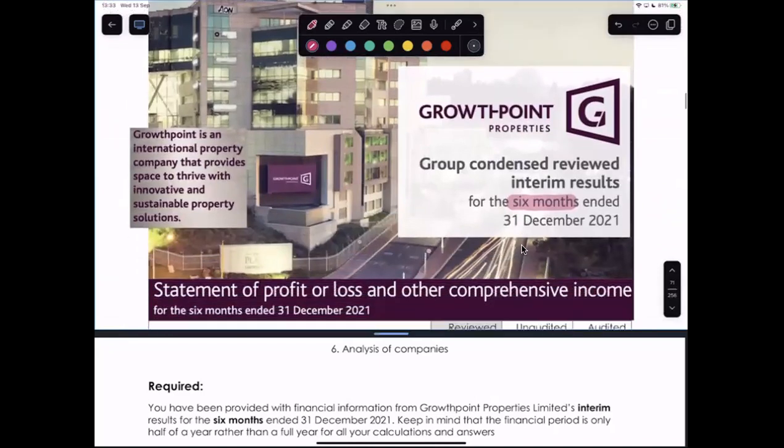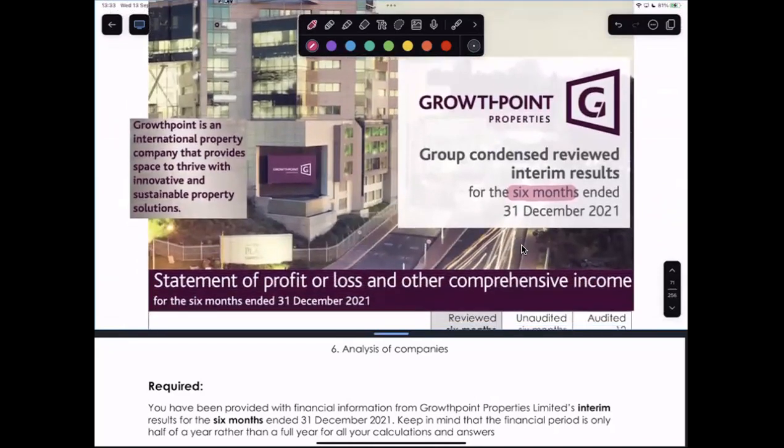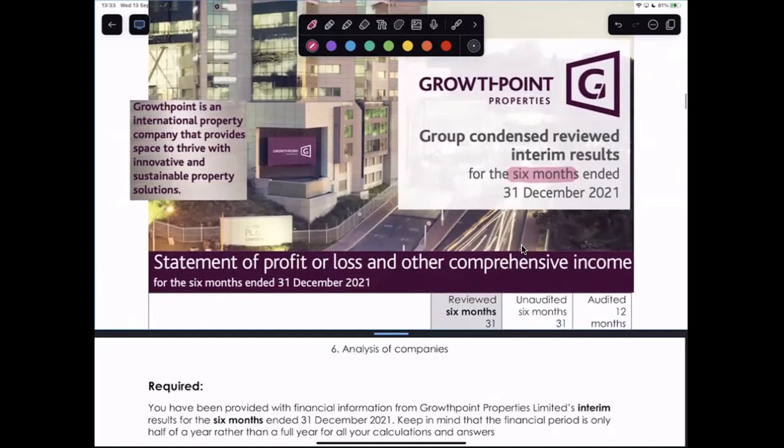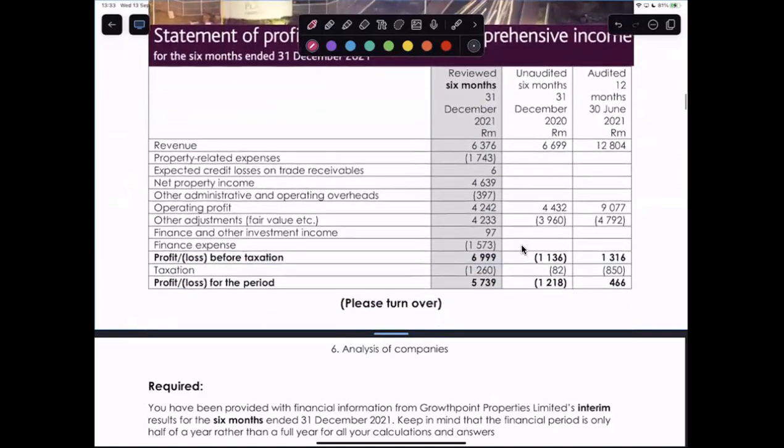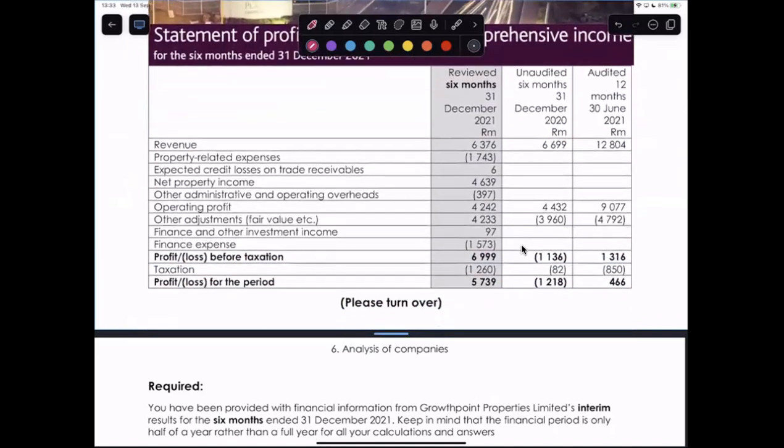You can see over here, we've got the financial statements for 6 months. Again, notice I've highlighted that it's 6 months for you because it means that these figures are not for a full year. So if you're going to do any calculations, you need to keep that in mind. Remember that we always need comparative financial statements. In other words, you want to be able to look at the figures for this year and compare it to the same figures for the previous year.